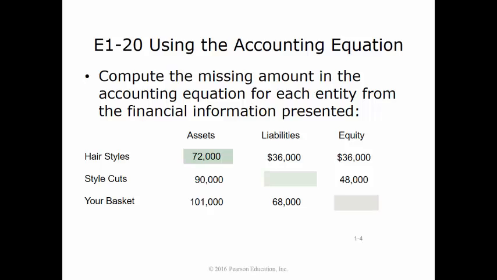If you know that the assets are $90,000 and the equity is $48,000, then you can determine the liabilities by subtracting the equity from the assets. $90,000 minus $48,000 gives $42,000 for the liabilities. If you know that the assets are $101,000 and the liabilities are $68,000, then you can solve for the equity by subtracting the liabilities of $68,000 from the assets of $101,000, and you get $33,000 for the equity.